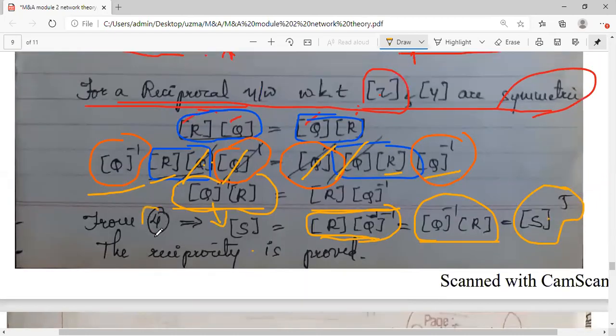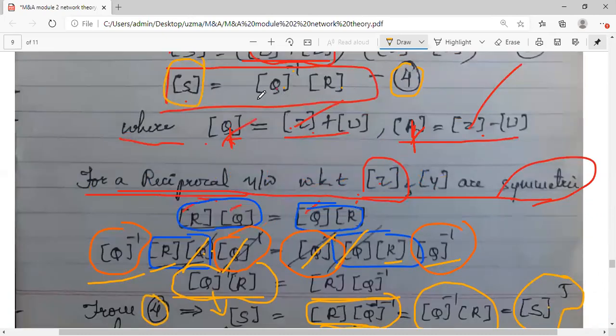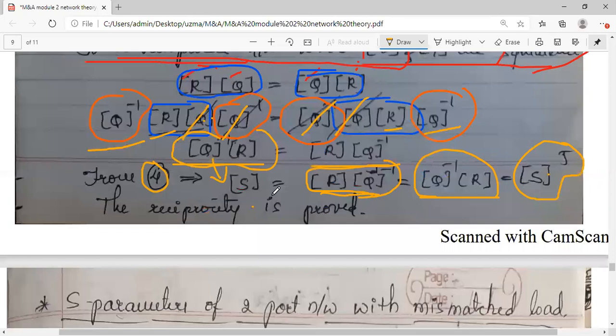Please try to understand. From equation 4, at the end we have used this Q inverse into R as S. That I have substituted here. S is equal to Q inverse into R, which is equal to what we have got? R into Q inverse. When you are exchanging these two, what does that mean? You are taking the transpose. Then only they become equal. If you take the transpose, they are equal. So S and S transpose both are equal. This is the reciprocity or symmetric property of the S matrix, which is proved.